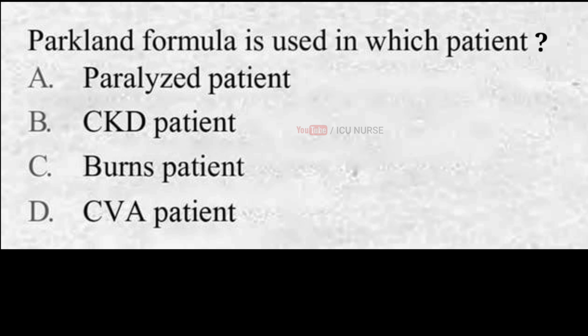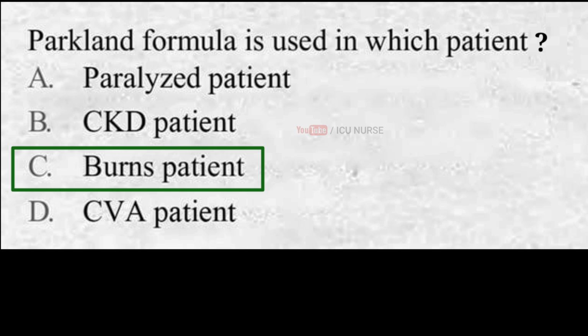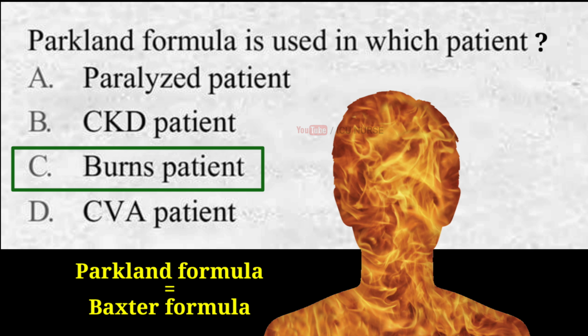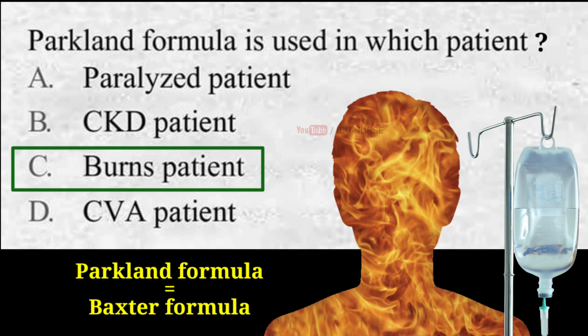Parkland formula is used in which patient? A. Paralyzed patient, B. CKD patient, C. Burns patient, D. CVA patient. And the correct answer is C. Burns patient. The Parkland formula, also known as Baxter formula, is a burns formula developed by Dr. Charles R. Baxter. It is used to estimate the amount of replacement fluid required for the first 24 hours in a burns patient so as to ensure the patient is hemodynamically stable.